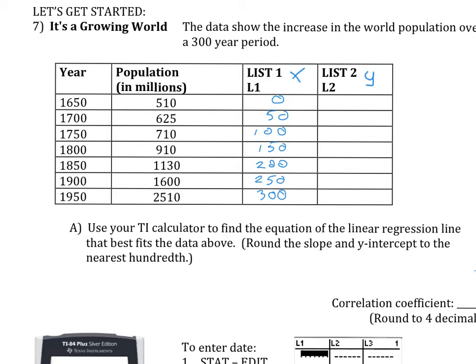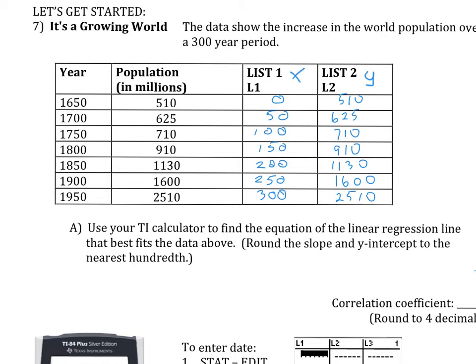All right, so let's go ahead and fill in list 2, the Y values, all of the population. That's simply rewriting that column. In year 0, it is going to be 510. In year 50, the population is 625 million. And in year 100, it's 710. Year 150, it's 910. Year 200, it's 1130. In 250, it's 1600. And in 300, it's 2510.